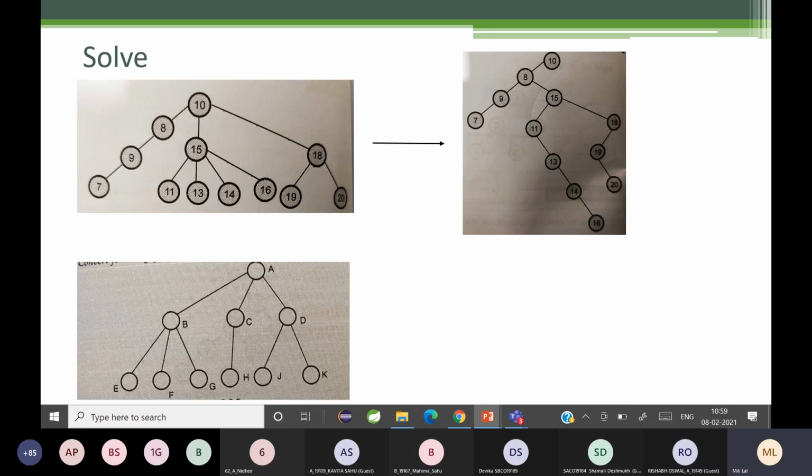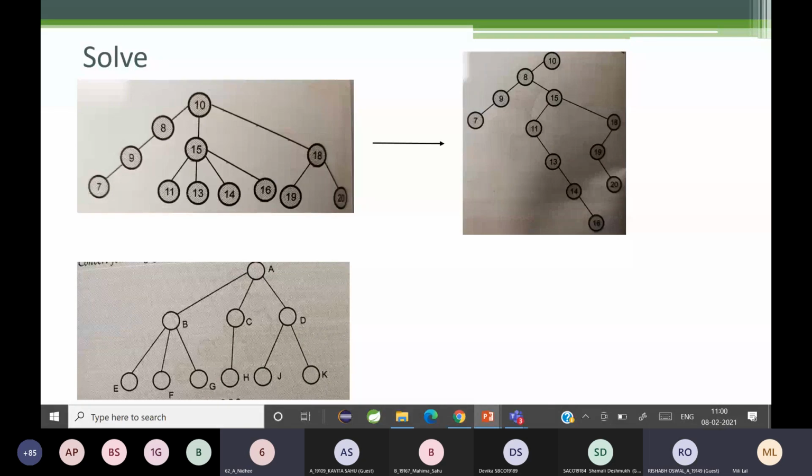Now this one, the image given below, which is going to be the root node? A. A is going to be the root node. Okay. And the left child of A? B. Okay. And B's right sibling is? C. So B's right child is going to be C. And B's left child is going to be E.